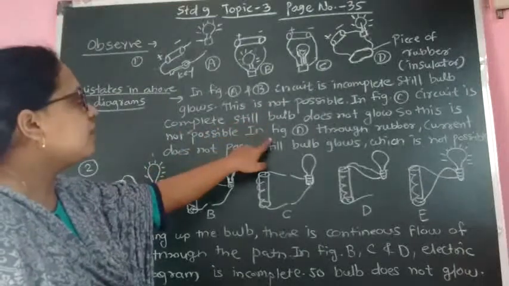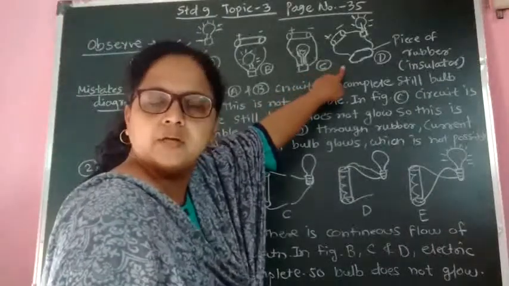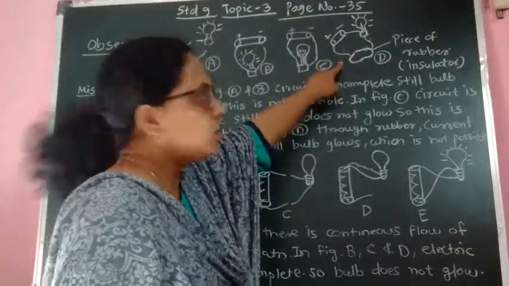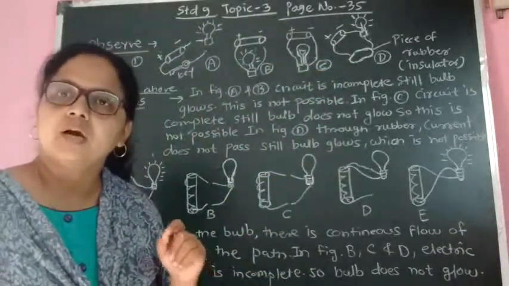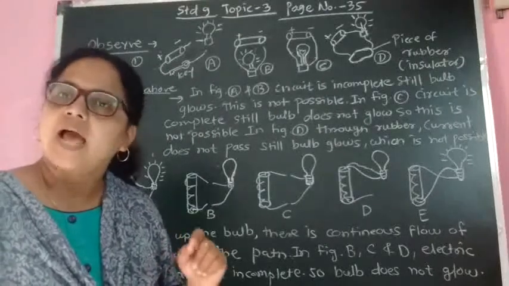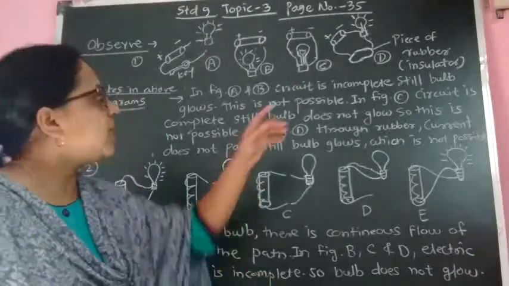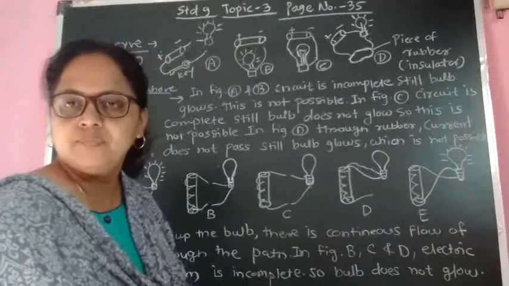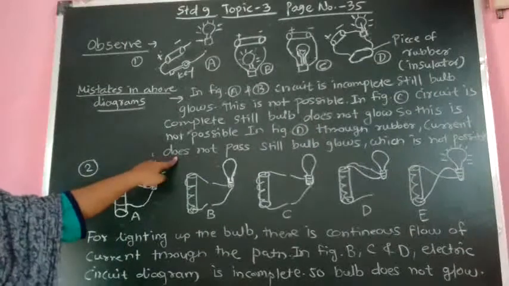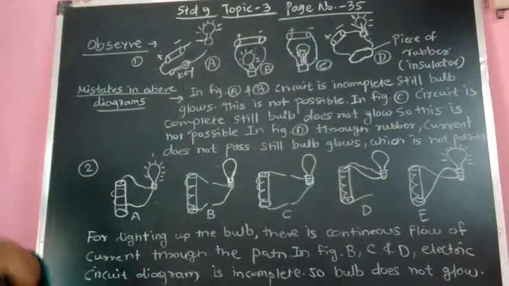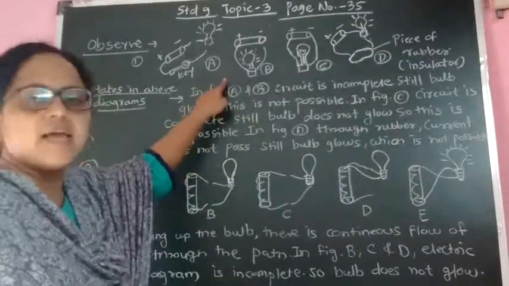In figure D, you can see this is a piece of rubber. It is attached to the battery and to the bulb. But current does not pass through the piece of rubber because it acts as an insulator. But in figure D, you can see the bulb glows. So in figure D, through rubber current does not pass, still the bulb glows, which is not possible. So these are the mistakes in these diagrams.